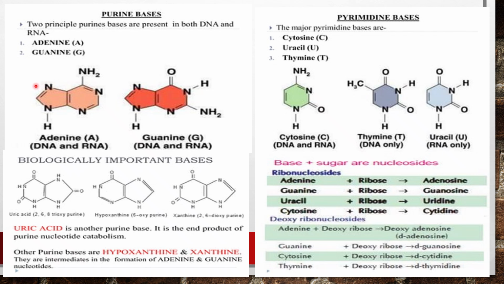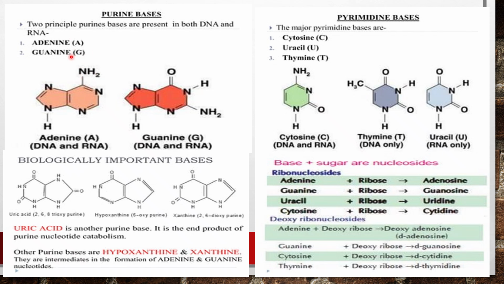So this is how we do numbering in an anti-clockwise manner. This is the adenine and this is the guanine. In the guanine there is a ketonic group at the 7th position, and there is an amino group at the 5th position. Here the amino group is at 7th position.